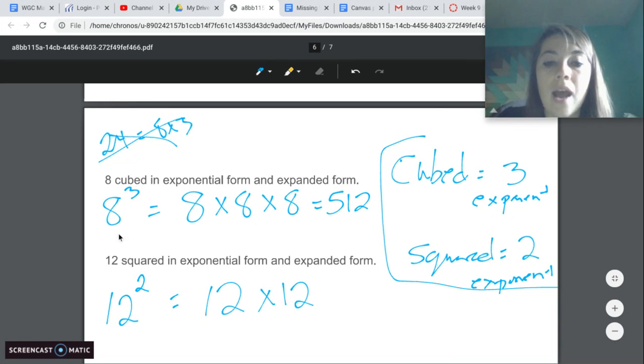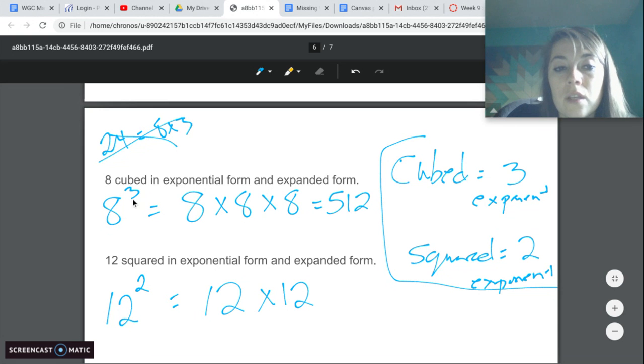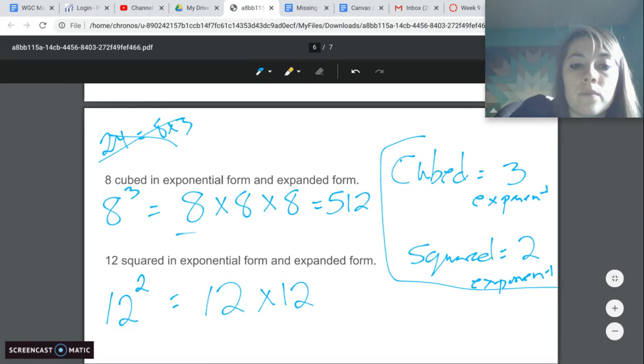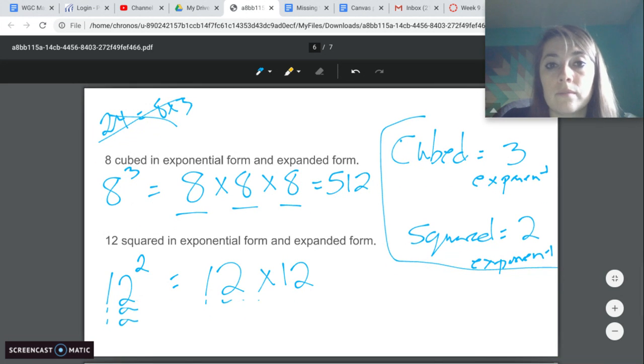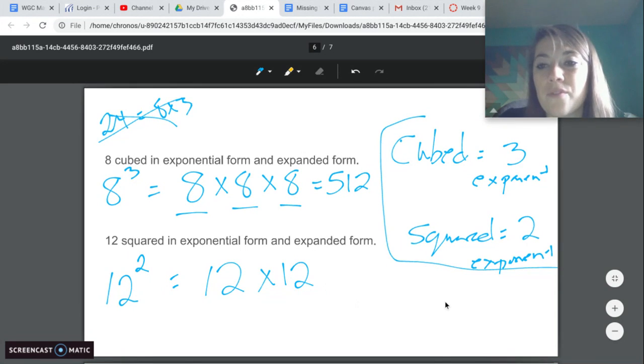So when in doubt, if you're asked to put it in standard form and you're given it in exponential form, write it out in expanded form before you solve. It's going to help you see what is being multiplied. So 8 times 8 times 8. And if it helps, you look at the exponent and you see it's a 3. Draw 3 blanks to remind yourself that I'm going to have 3 of the same number here, and it's going to be my base number. And that'll help, hopefully. If you guys have any questions, feel free to ask.